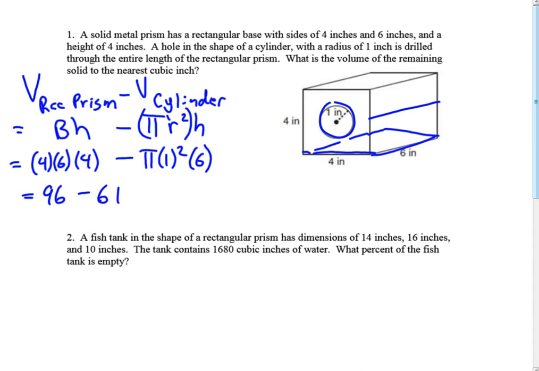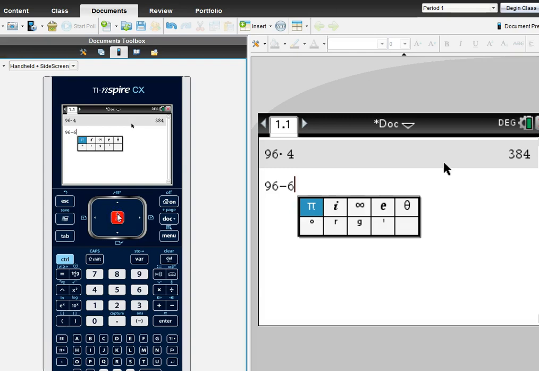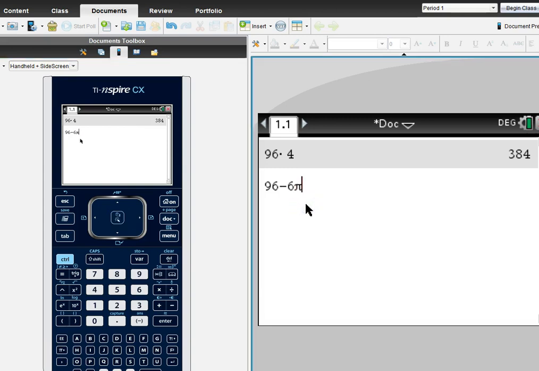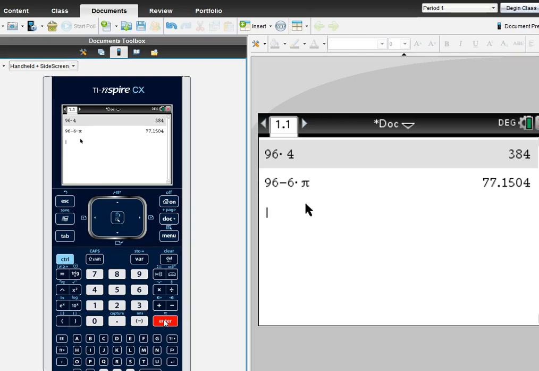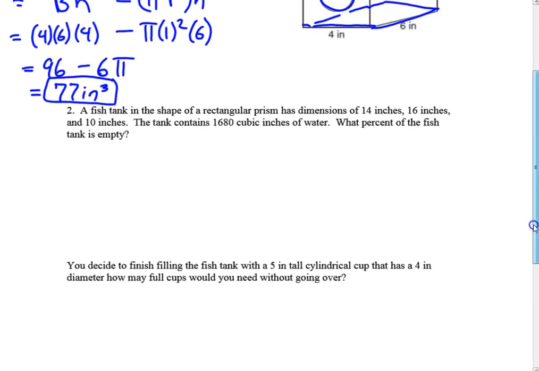And so this says leave it to the nearest cubic inch. So we'll go ahead and do this. 96 minus 6 pi is 77.1. So to the nearest cubic inch would be 77 cubic inches. All right. So again, just looking at a volume of a cylinder and a volume of a prism.